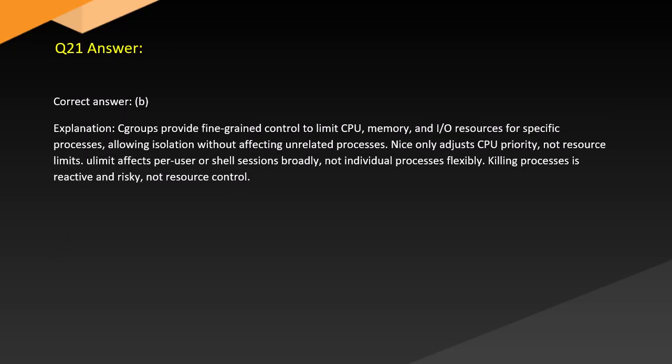Answer. Correct answer, B. Explanation. Cgroups provide fine-grained control to limit CPU, memory, and I/O resources for specific processes, allowing isolation without affecting unrelated processes. nice only adjusts CPU priority, not resource limits. ulimit affects users or shell sessions broadly, not individual processes flexibly. Killing processes is reactive and risky, not resource control.